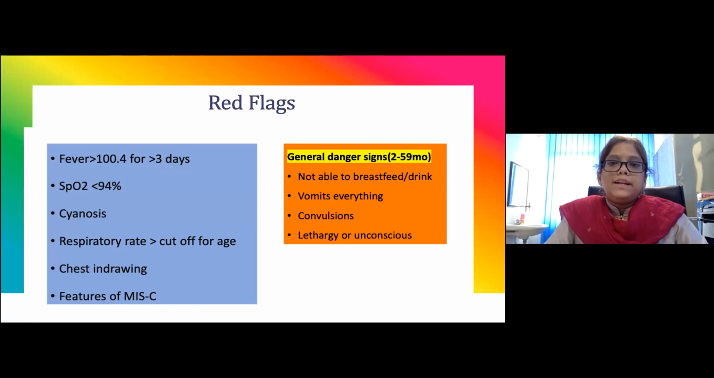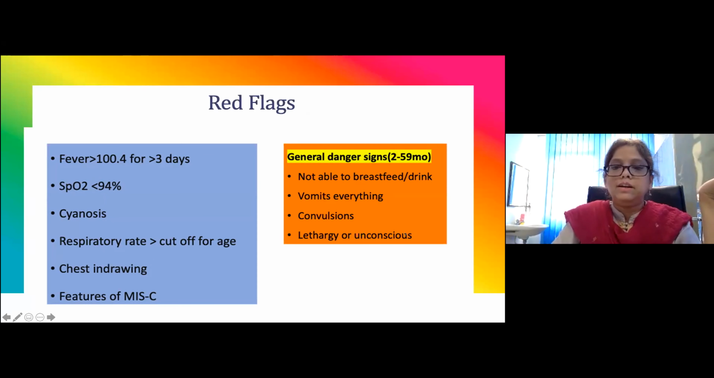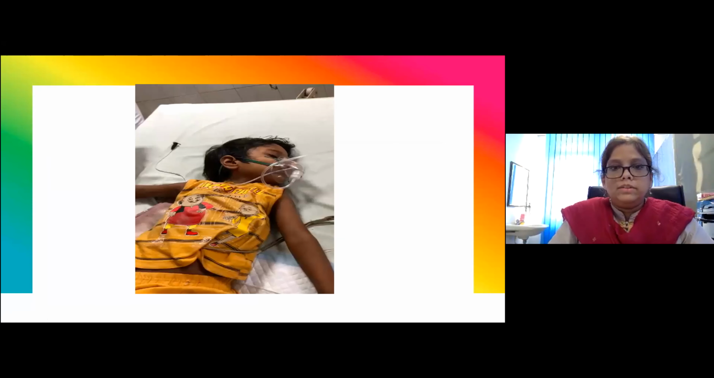These are some of the danger signs or red flags: persistent high-grade fever for more than 3 days, saturations less than 94%, cyanosis, higher respiratory rate as per the age, chest indrawing, and features of MIS-C. The danger signs in smaller children can be poor feeding, not able to breastfeed or drink, or vomiting whatever he has taken. Convulsions, lethargy, or the child is unconscious.